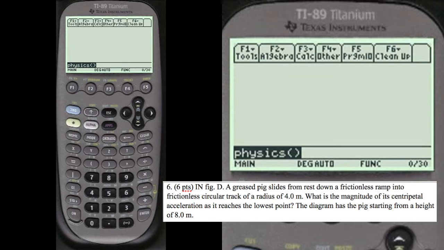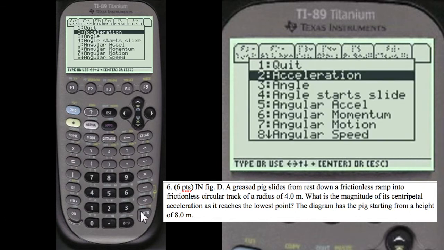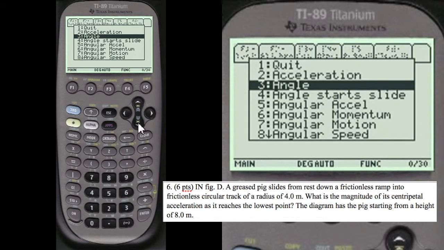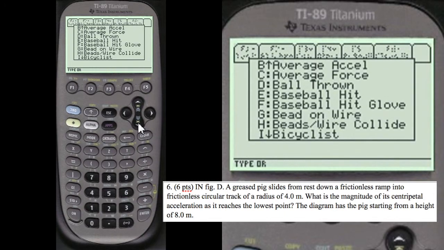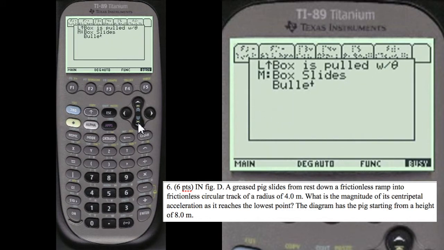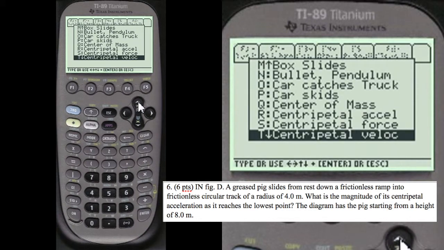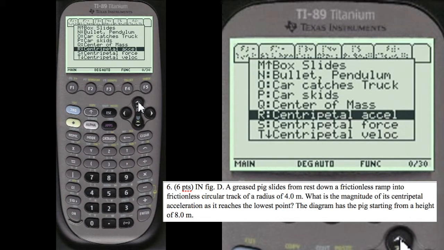So since this asks for centripetal acceleration, we're going to go to that in the menu, physics, to get to the main menu. Scroll down to the C section, all alphabetical. I try to do that in all physics problems, to search what it's asked for. That would be the intelligent way to do it, as far as I'm concerned. So we got centripetal acceleration.